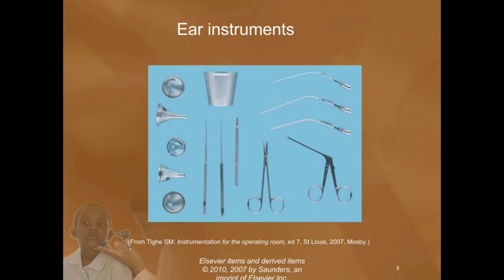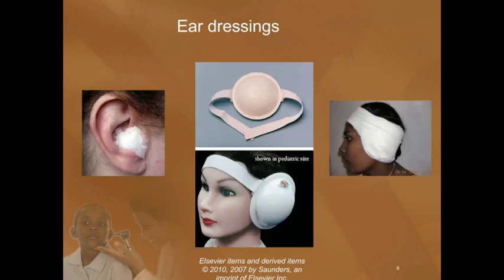Make sure you are familiar with the ENT instruments. The most basic ear instruments are ear speculums, Frazier suction, ear hooks, curettes, and alligator forceps. An ear dressing may be as simple as a cotton ball placed in the ear, a special apparatus called the Glasscock dressing, or complex like a mastoid dressing.